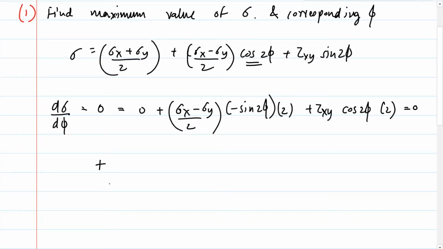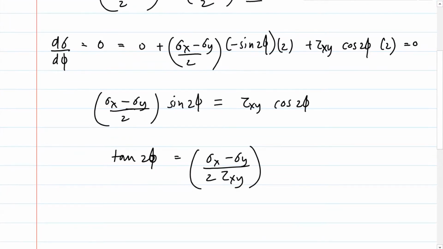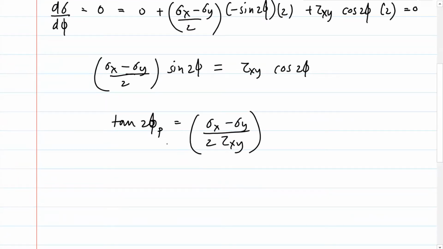So we have sigma x minus sigma y divided by 2 sine 2 phi equals tau xy cosine 2 phi. So we can write tan 2 phi equals 2 tau xy divided by sigma x minus sigma y. So that's the phi at which the normal stress achieves the maximum. Let's call that phi p. It's called phi p because sigma is called the principal stress, and since you're finding the directions, it's the principal stress direction.